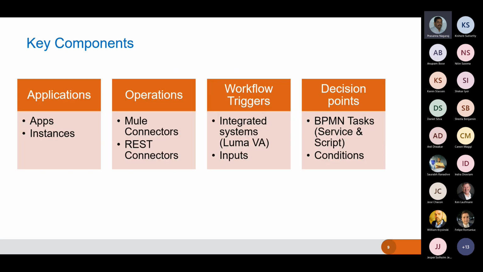Let us see the key components for the workflow. The key components are the applications. Here we term them apps and instances. Apps is what we call consolidated operations. For example, if I call an Active Directory app, that app would contain a list of operations associated with Active Directory, be it create user, enable user, disable user, unlock user. All those Active Directory related operations are consolidated and we call it an app.